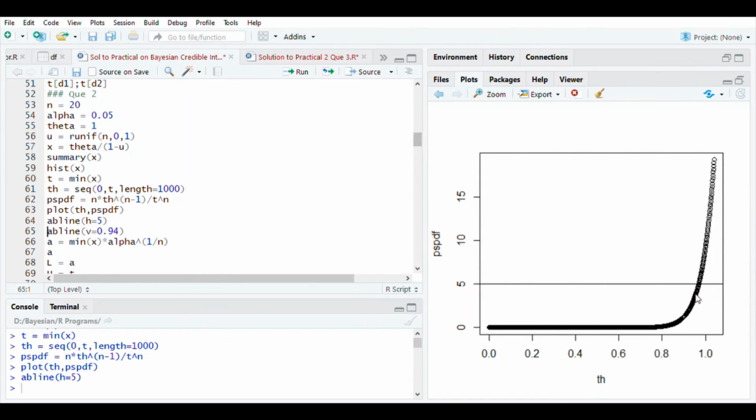Now our procedure tells that I have to find theta such that the posterior distribution is greater than 5, means the posterior distribution corresponding to all these points. So I should look at the x-axis for this range. It is somewhat closer to 0.94, so I am adding a vertical line at the point 0.94. See here, okay, it's not working because the sample has changed. So we have to shift to the right side a bit. So maybe 0.97 will do.